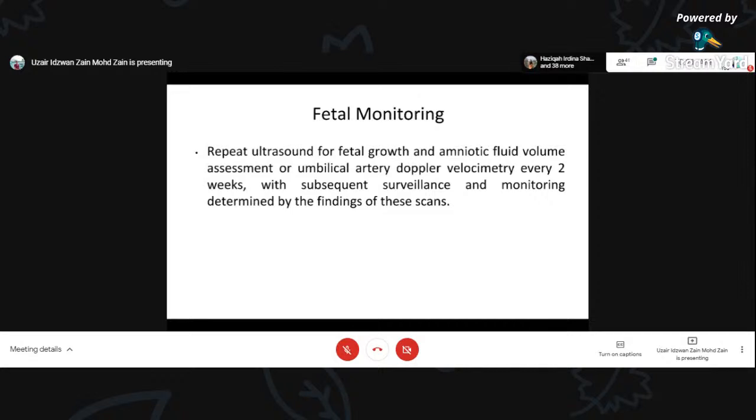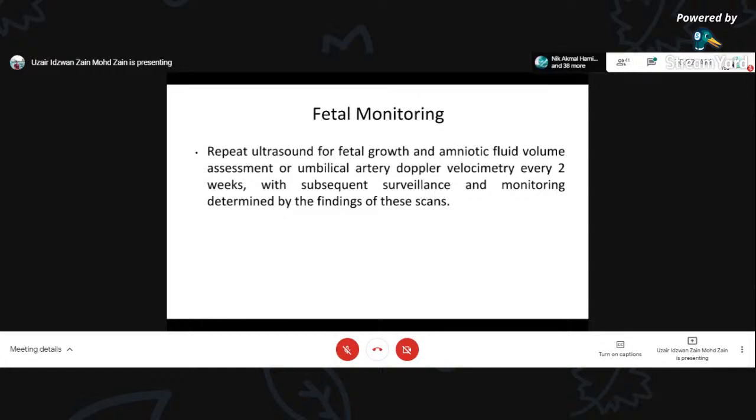Different from gestational hypertension, fetal monitoring in those who have preeclampsia you have to do every 2 weeks. Every fortnight, the patient has to come to the KK and do a scan. What we scan for is the fetal growth, the amniotic fluid volume, and also the umbilical artery Doppler. Why do we do this? Because if the patient has IUGR, we may see reverse diastolic flow or absent diastolic flow. So this patient requires early delivery.